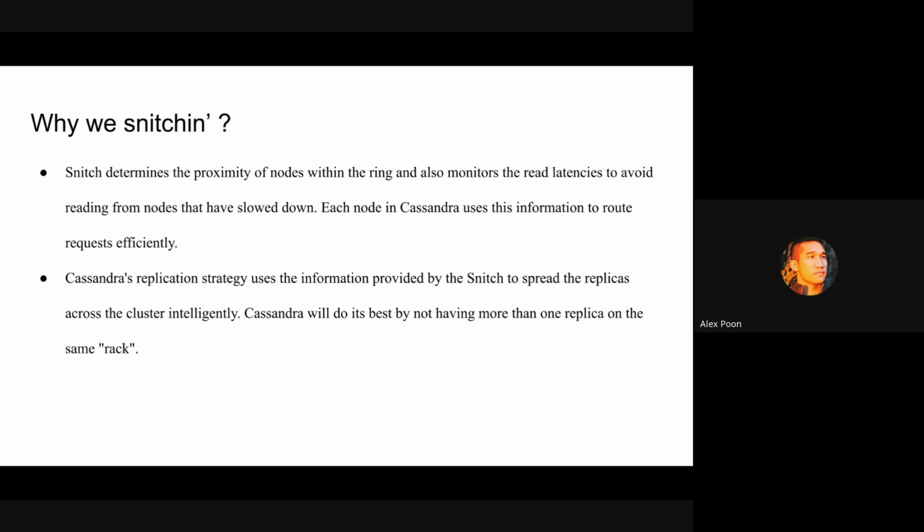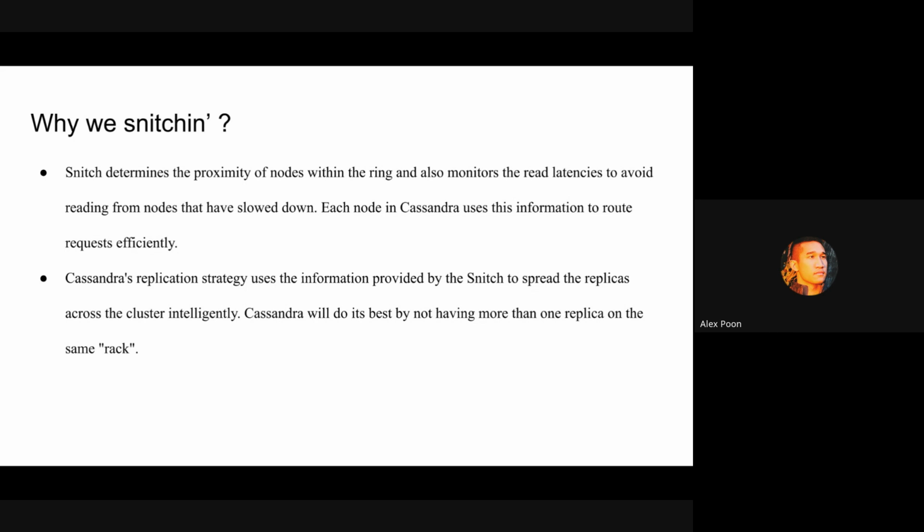Snitch determines the proximity of nodes within the ring and also monitors the read latencies to avoid reading from nodes that have slowed down. Each node in Cassandra uses this information to route requests efficiently. Cassandra's replication strategy uses the information provided by the snitch to spread the replicas across the cluster intelligently. Cassandra will do its best by not having more than one replica on the same rack.